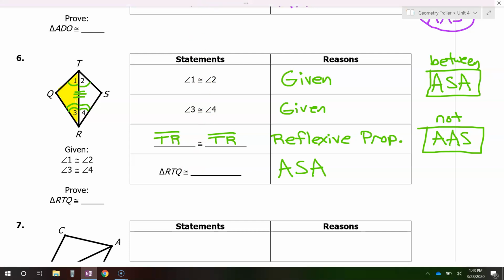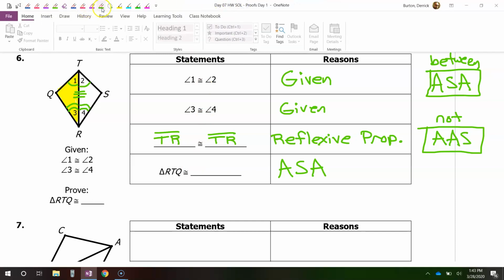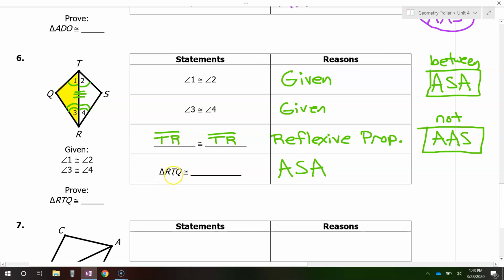Okay, now for the congruence statement. Triangle RTQ is congruent to triangle what? Well, the yellow R is congruent to the white R. So R is going to match up with R. That won't always be true. Sometimes these are flipped around backwards.